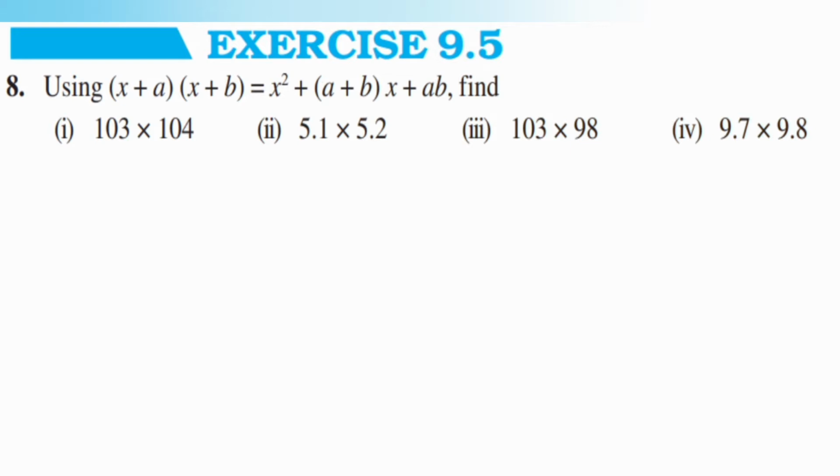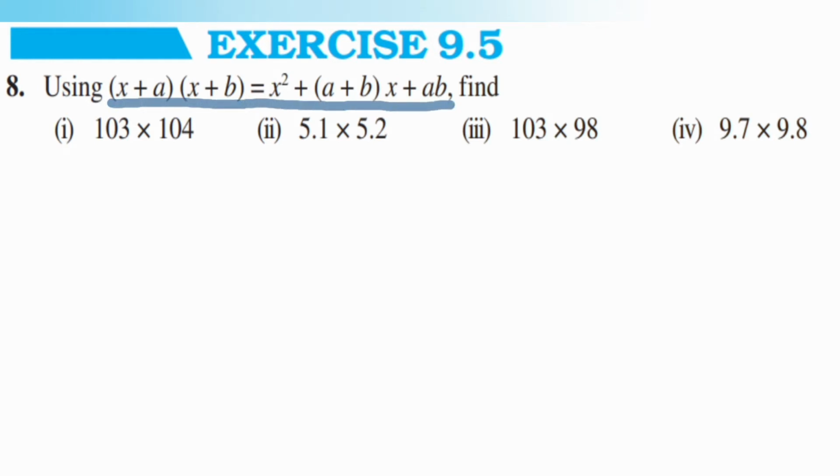So here's a question. Using (x + a)(x + b) = x² + (a + b)x + ab, find the following. We have given 4 questions here. This is actually an identity: (x + a) into (x + b) is equal to x square plus (a plus b) into x plus ab. We're going to use this identity and solve it.